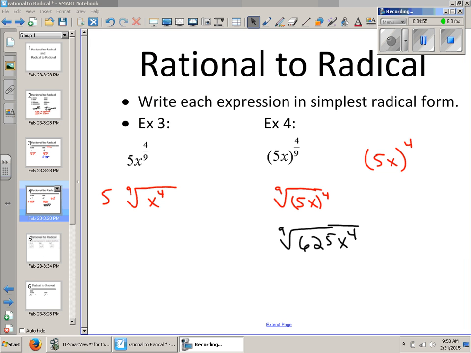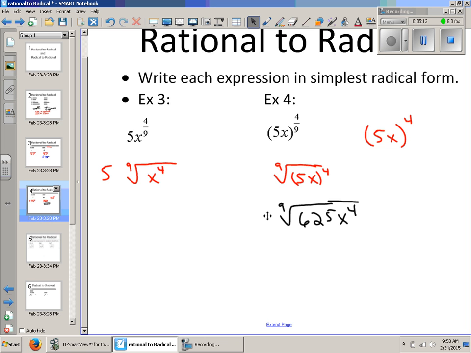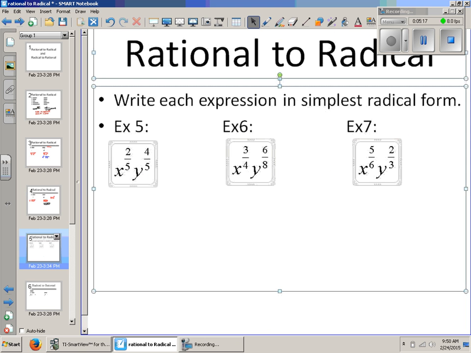So 5 to the 4th power is 625, and x to the fourth power is x to the fourth. So we have the ninth root of 625, x to the fourth power, and we want to check that. You can do that on your own.